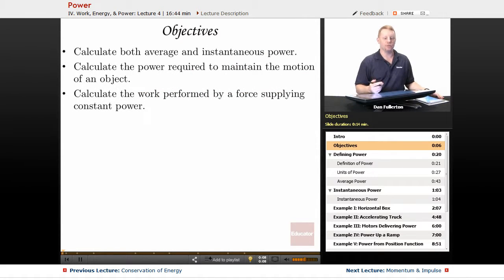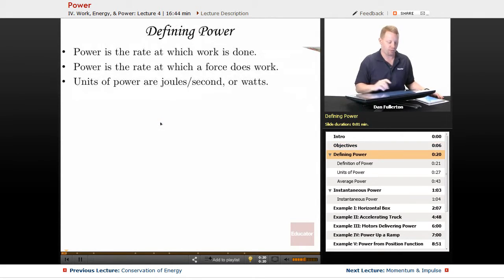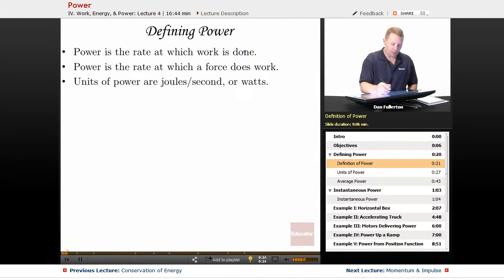Our objectives include calculating average and instantaneous power, calculating the power required to maintain the motion of an object, and calculating the work performed by a force supplying constant power. So let's start by defining power. Power is the rate at which work is done, or it's the rate at which a force does work.